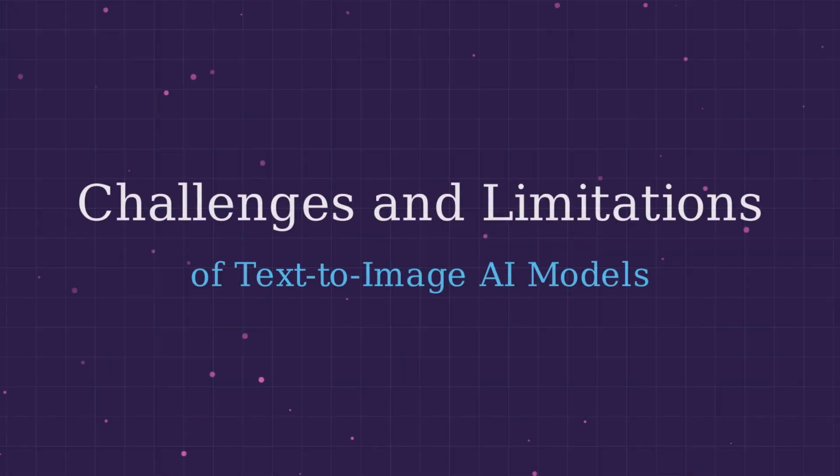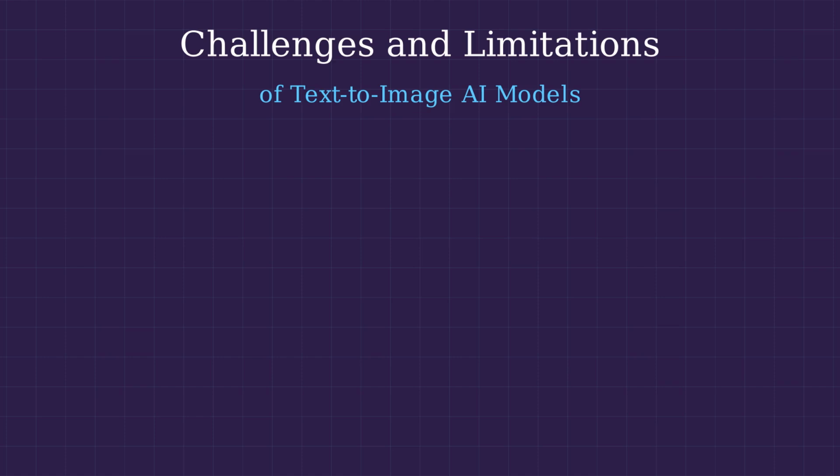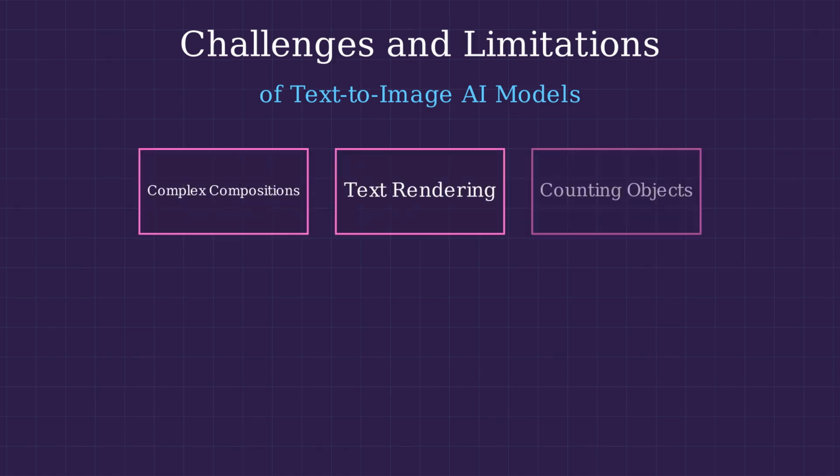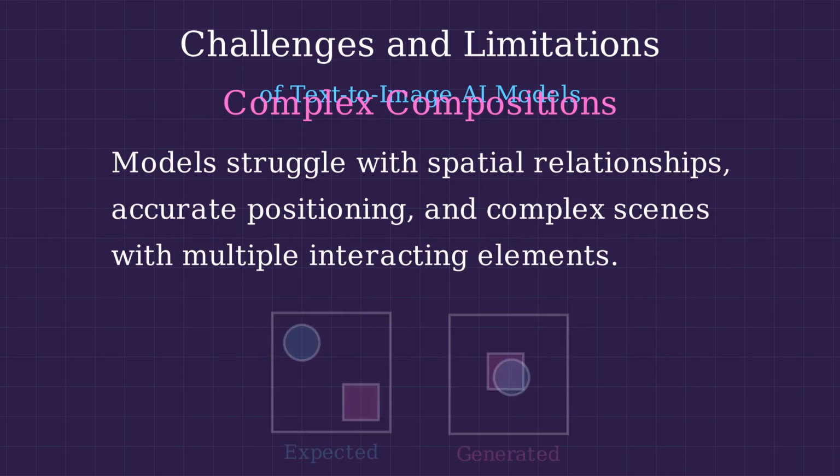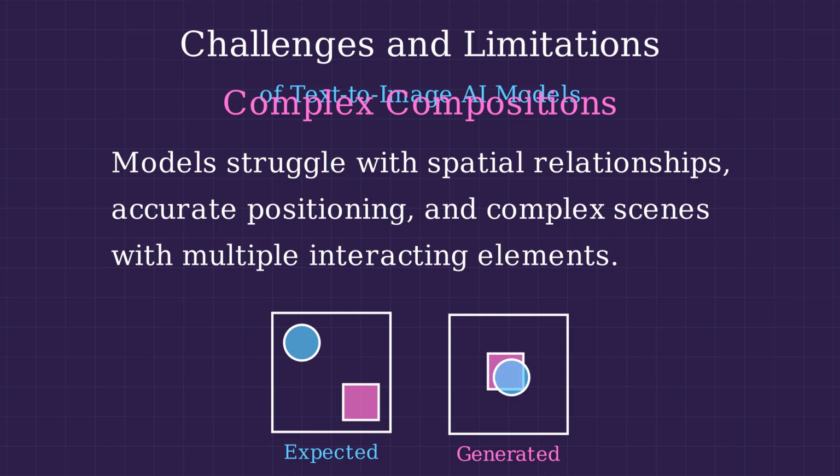Despite their impressive capabilities, text-to-image models face several significant challenges and limitations. Text-to-image models struggle with several categories of challenges. Let's explore these limitations in detail. These models struggle with complex compositions and spatial relationships. When asked to place objects in specific arrangements, the models often misplace elements or create unnatural compositions.